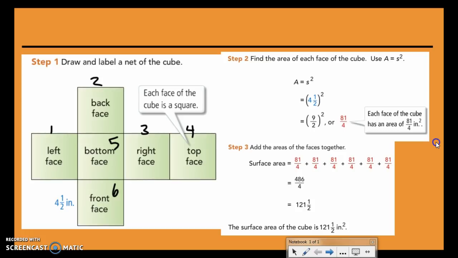Now what you do is you turn it back into a mixed number. 4 goes into 486, 121 times with a half left over. Oops, that popped up. Okay.